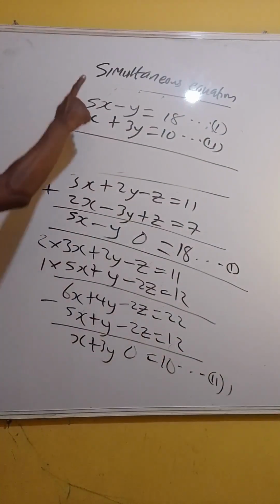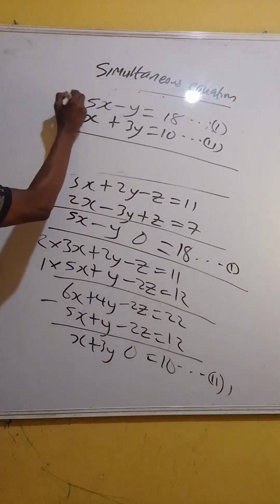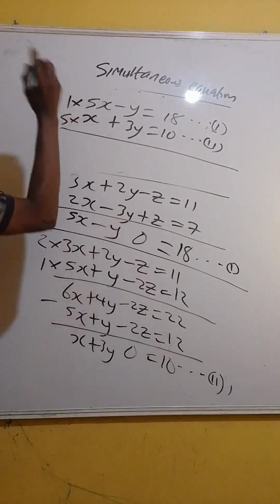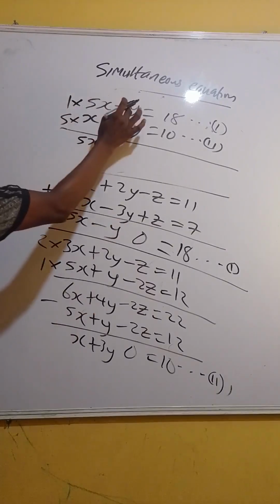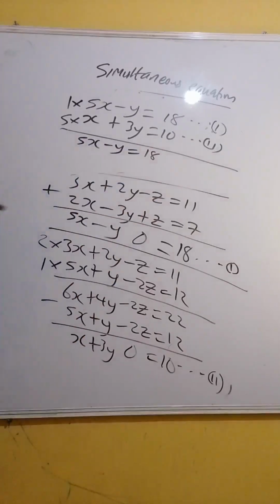See the 5 here, and this is 1. Now the same rule. Use the 1 here, multiply this by 1. Use the 5 here, times this by 5. Right, let's multiply. 1 times 5 is 5x. 1 times y is minus y. 1 times 18 equals 18.